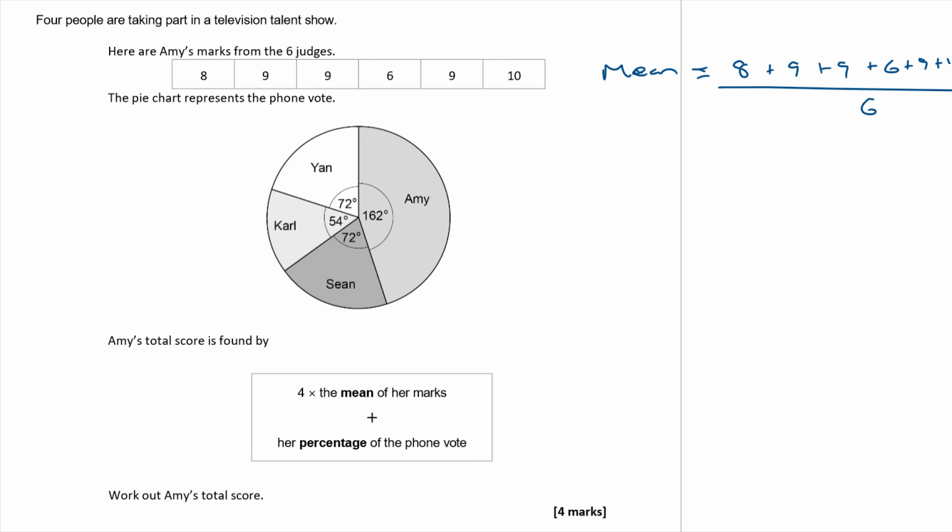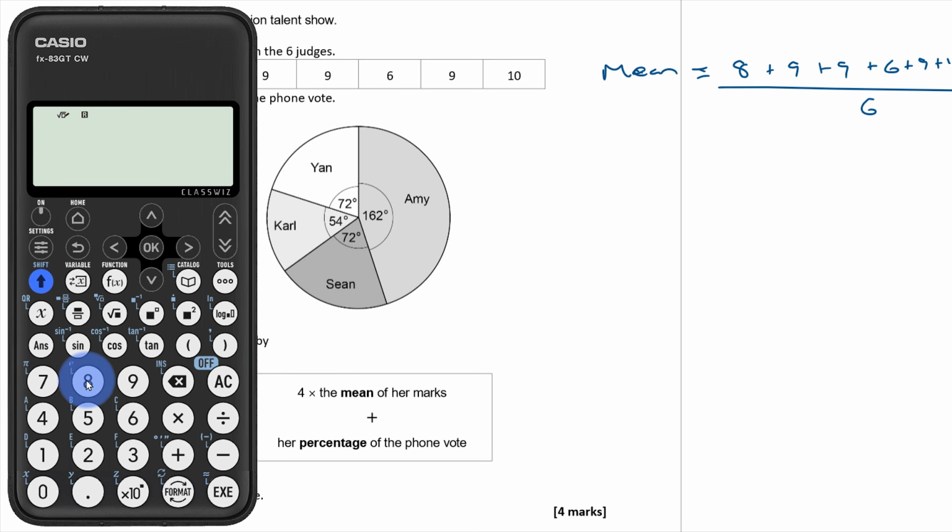Okay, so what is 8 plus 9 plus 9 plus 6 plus 9 plus 10? That comes to 51. And I want to divide that by 6. And that comes to 8.5. So the mean is 8.5.